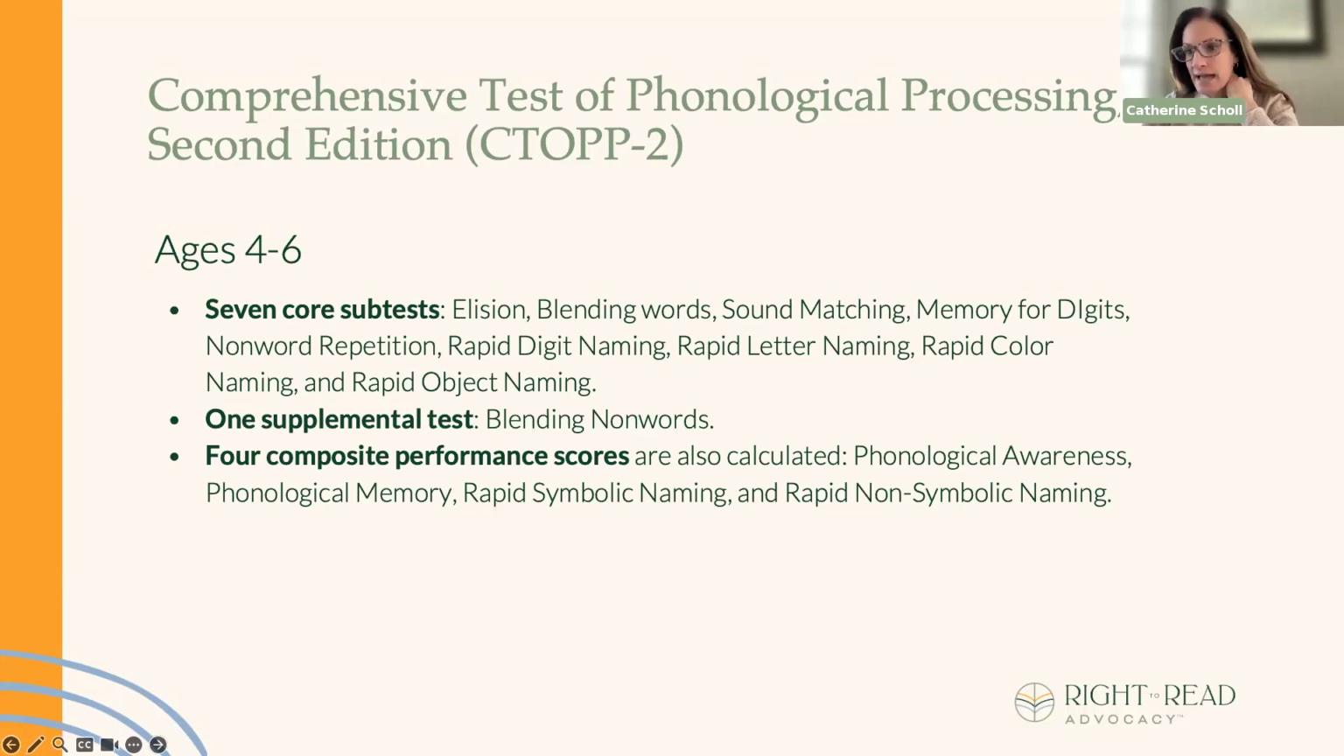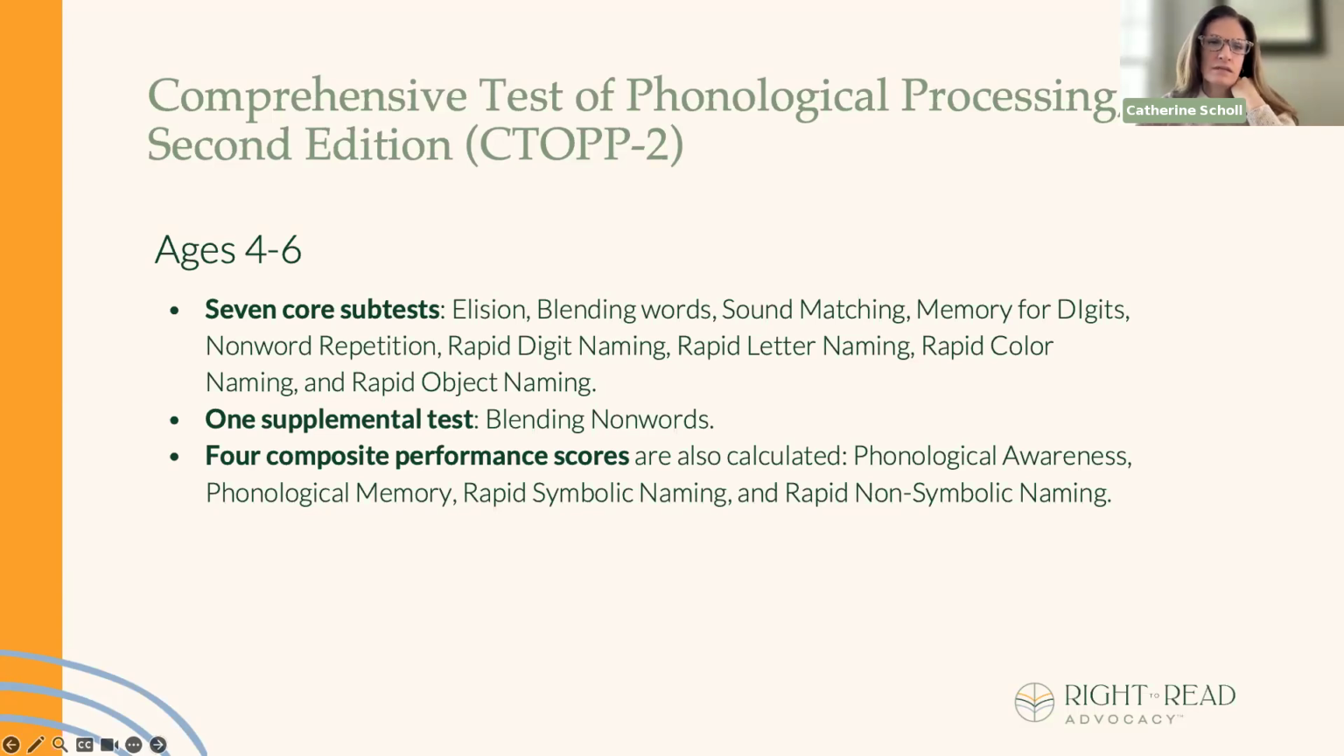So there's sound matching at the early age, and memory for digits. This is a big one. A lot of times, parents will come to me and say, he's in 3rd grade. He doesn't know his phone number. He cannot remember his phone number. He can't tell me his birth date. He can't tell me the months in order, right? Memory for digits is going to evaluate that. They're going to give the child the numbers and then they have to repeat them. And it's a good indicator, memory for digits.